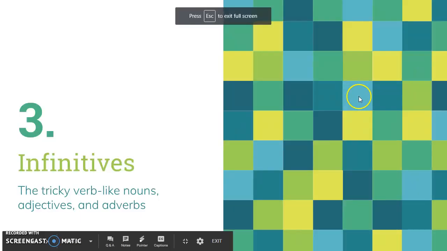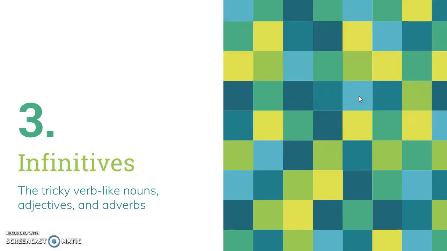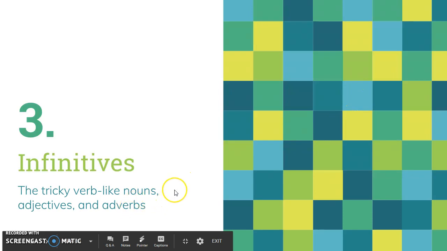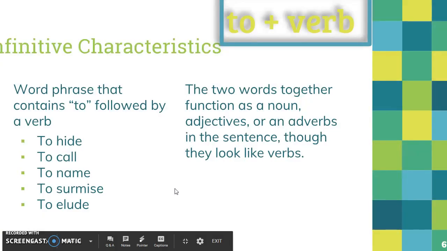recording here. So, infinitives are the last type of verbal phrase that we have to talk about. We've talked about gerunds, we've talked about present and past participles, and now we've got these infinitives. Those of you who have had a foreign language class should recognize these. Infinitives, it says, the tricky verb-like nouns, adjectives, and adverbs. So here's what they are.